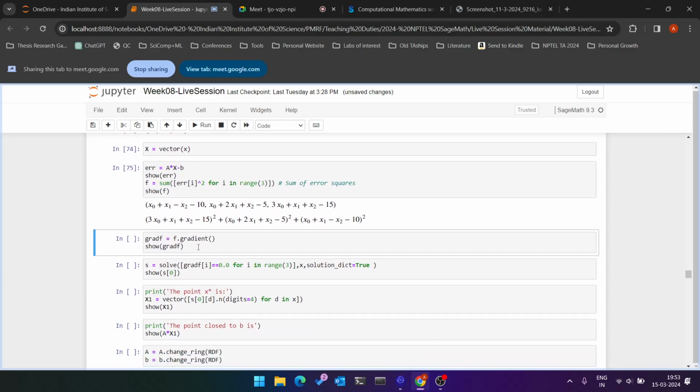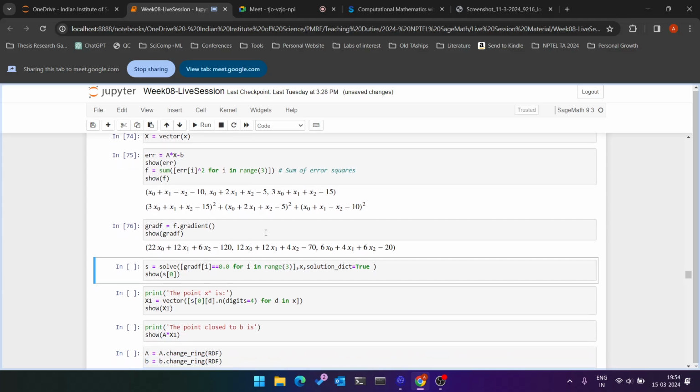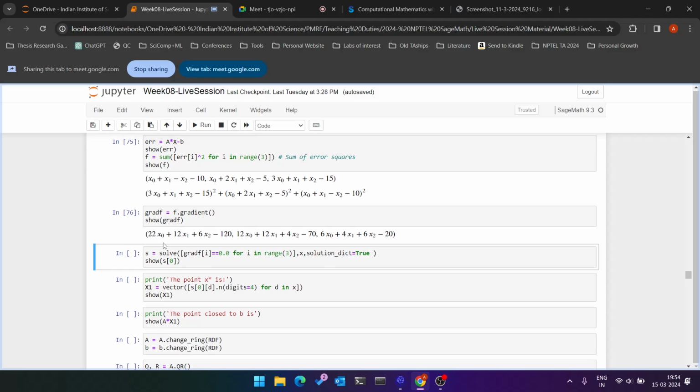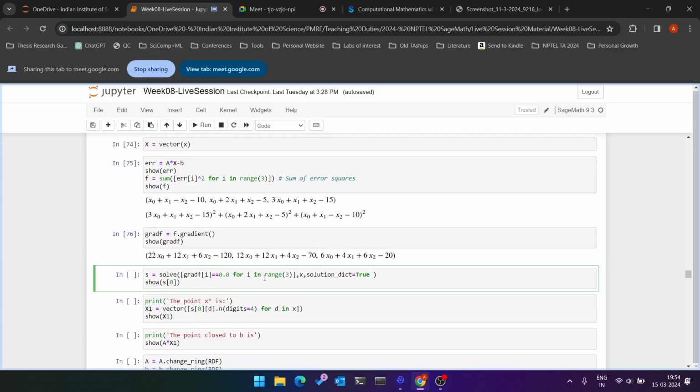Next, I define the gradient of this function f by invoking f dot gradient. This again gives me a 3 by 1 vector, and now I solve for the gradient of f going to 0, which means that each of the three terms in the gradient should go to 0. And I solve for the variable x, which contains x0, x1, and x2 as defined here. I'm asking it to give the solution in the form of a dictionary and then print it.